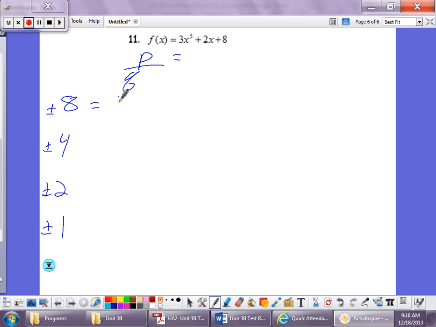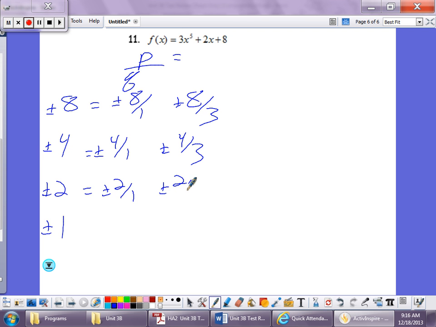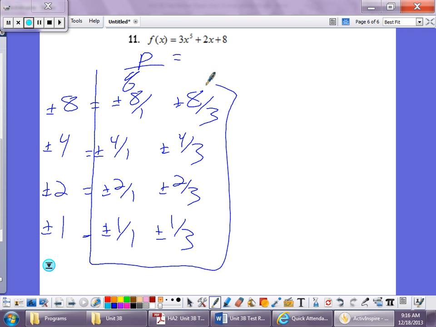So it's just plus or minus 8 over 1, plus or minus 8 over 3, plus or minus 4 over 1, plus or minus 4 over 3, plus or minus 2 over 1, plus or minus 2 over 3, plus or minus 1 over 1, plus or minus 1 over 3. And those would be the possible rational zeros. And you're done.